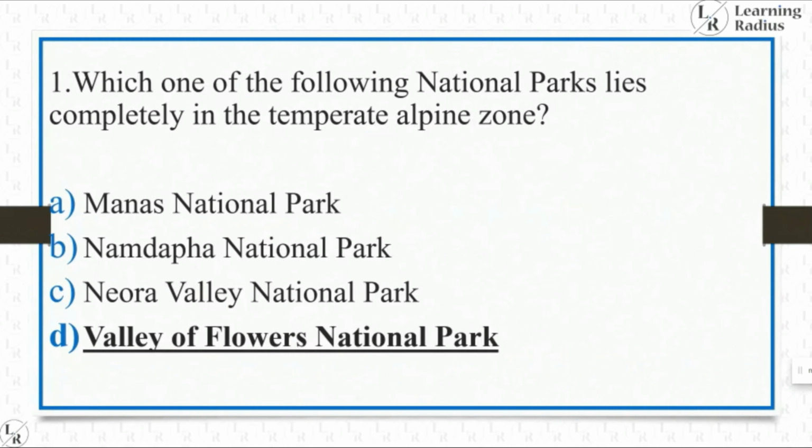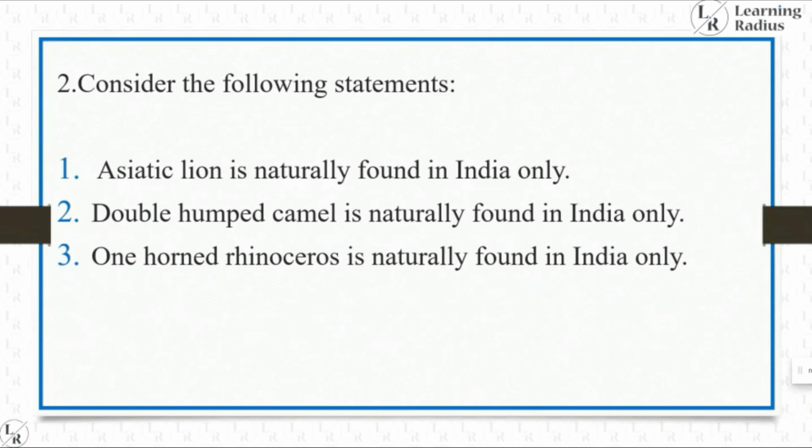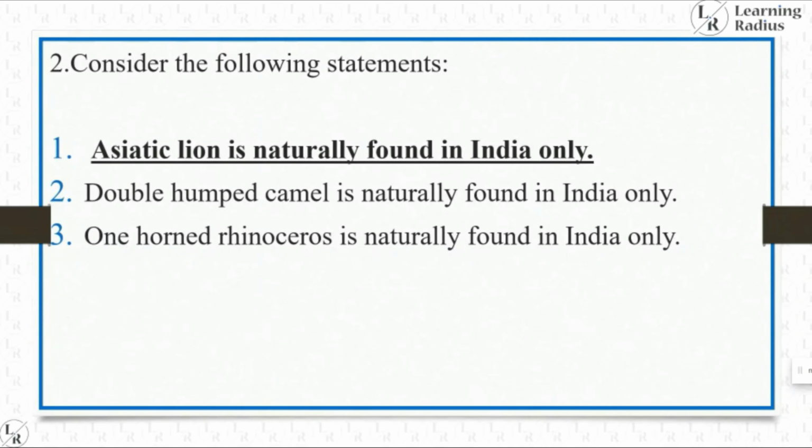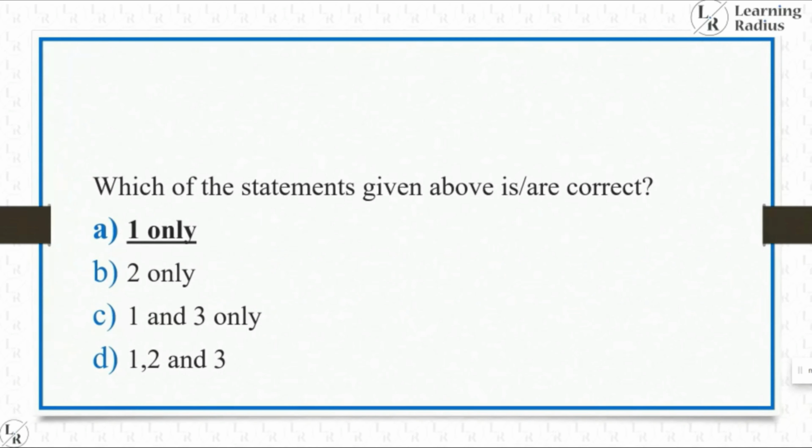Let's come back to the statements. Asiatic lion is naturally found in India only. That is right. Double hump camel is naturally found in India only. That is wrong. One-horned rhinoceros is naturally found in India only. That is also wrong. Only the first statement is right. So Asiatic lion is naturally found in India only. That is right. So the answer is 1 only.